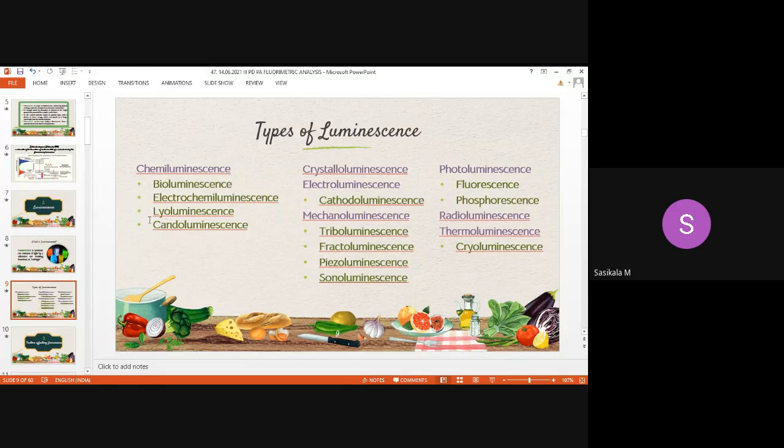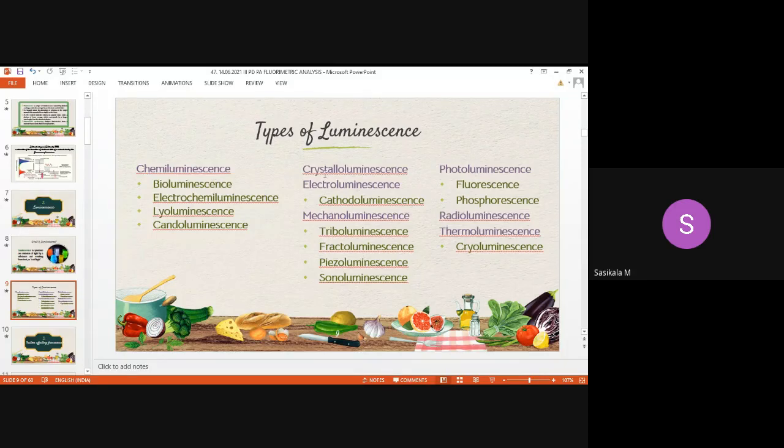Lyoluminescence, from the muscle. Candoluminescence, it is due to some source, I forgot, some vibrational source. Okay, candoluminescence. You can see the meaning of each luminescence process, and it is not necessary for you. Only photoluminescence, fluorescence and phosphorescence are mostly required. Just to know about the types of luminescence, I have given all the types here. If you want the explanation for this, you can check on the net also. In Wikipedia itself, you can get it about luminescence.